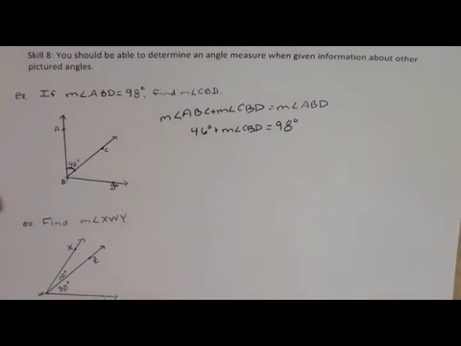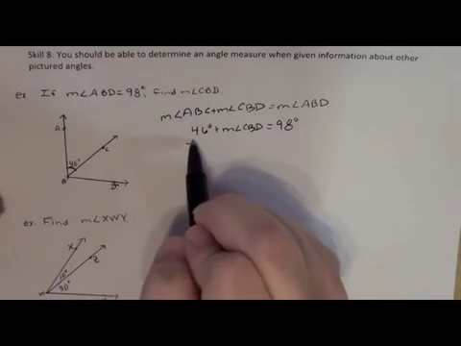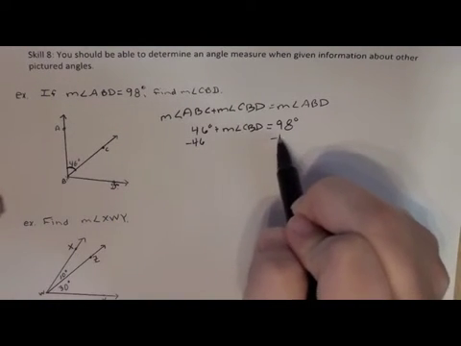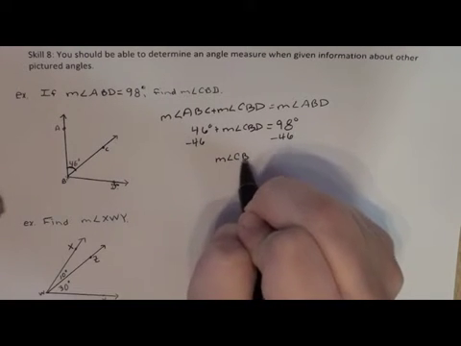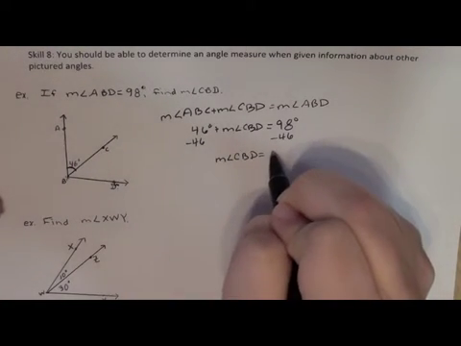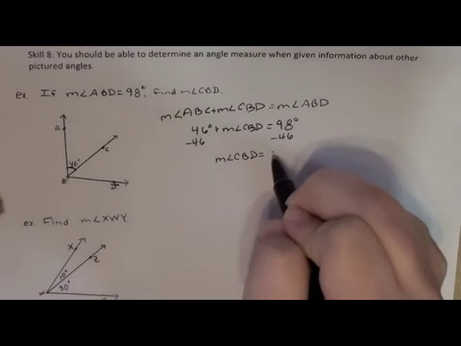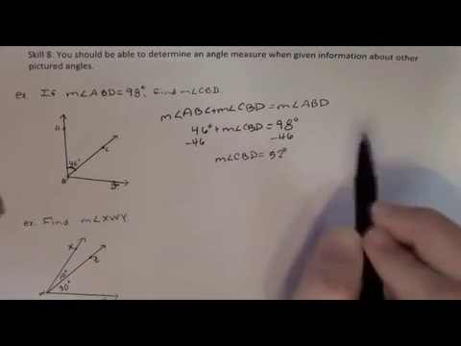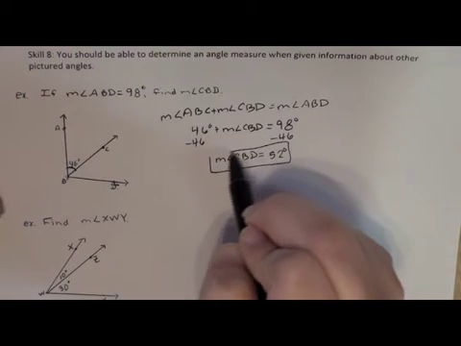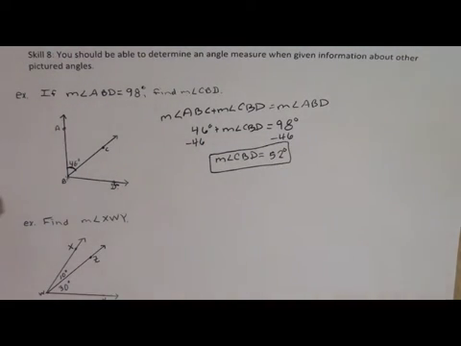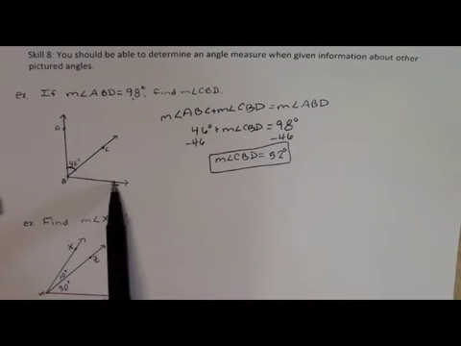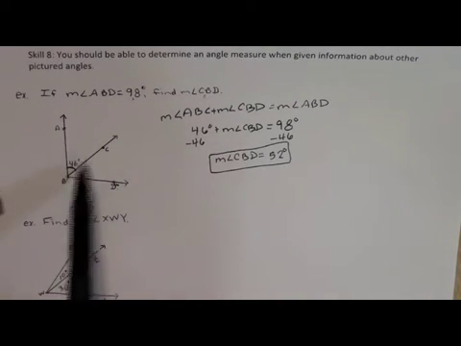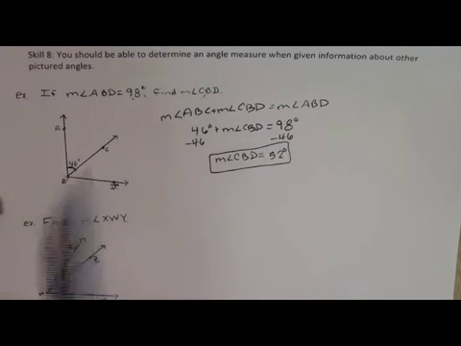And now this is an equation that we can solve. Subtract 46 from both sides, and you get the measure of angle CBD equals 52 degrees. So here, ABD was the entire angle. That was the big angle, and they gave us one of the small angles. So to get to the other small angle, what they're looking for, you subtract.